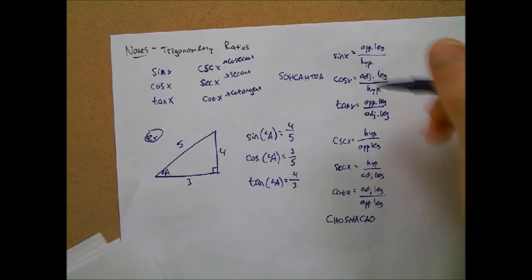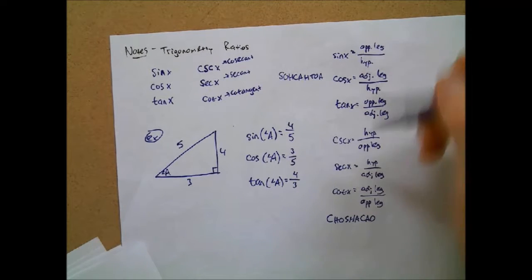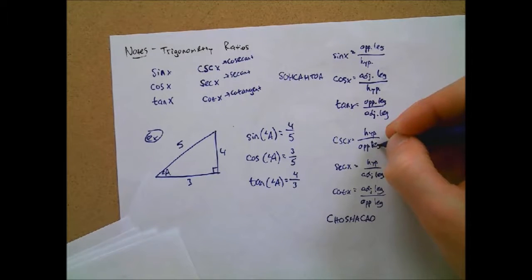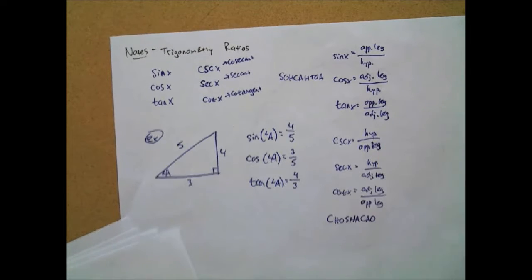Sine and cosecant are reciprocals. So sine is opposite over hypotenuse. Cosecant is hypotenuse over opposite. I can't really write the opposite leg, adjacent leg. Okay, you get the idea, right?